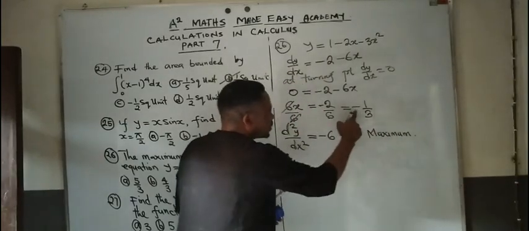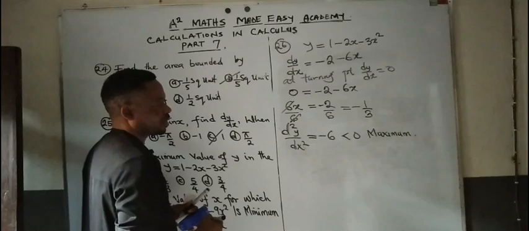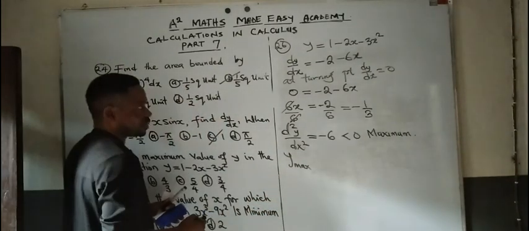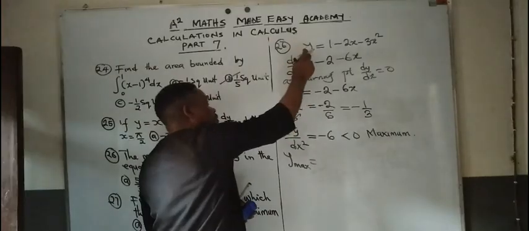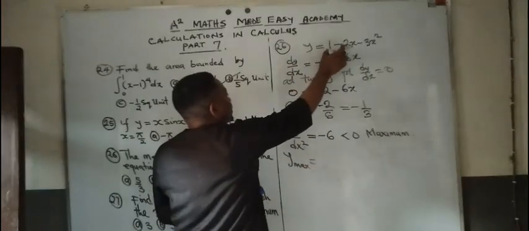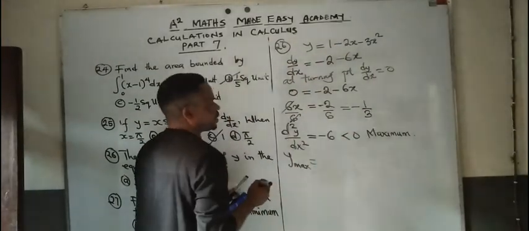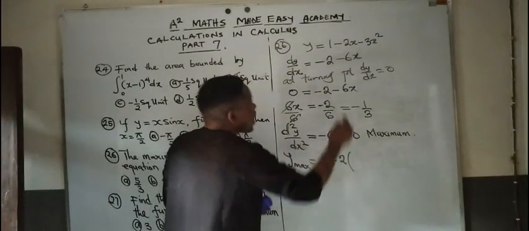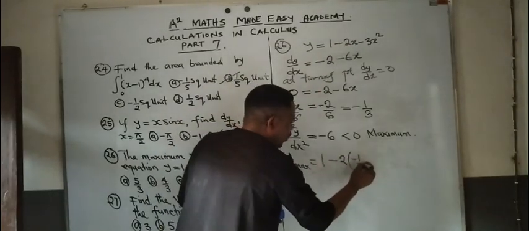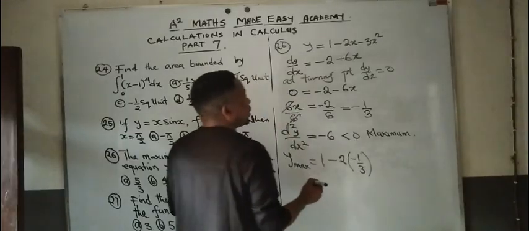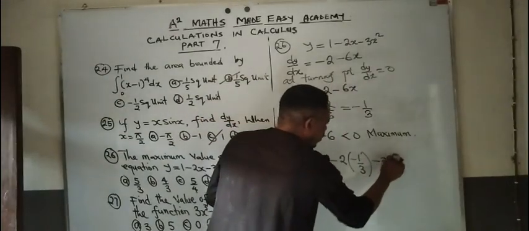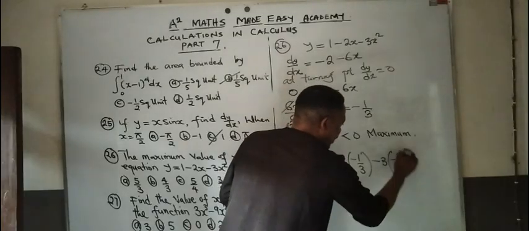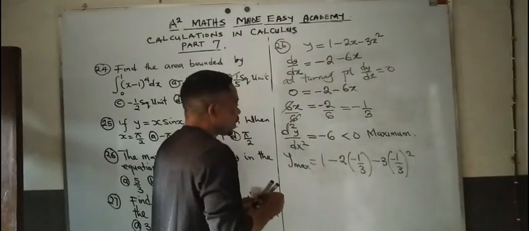Maximum when x is what? Minus 1 over 3. But what they ask us is y max, I mean to say. So what do we do? Go back to the equation. Anywhere you encounter x, remove it and put minus 1 over 3. Are you with me? Can we have 1, right? Minus 2 bracket. I have seen x. What is x? Minus 1 over 3. Close the bracket. Then here is minus 3. Open the bracket. I have seen x. What is it? Minus 1 over 3. Then all squared. Are you there now?